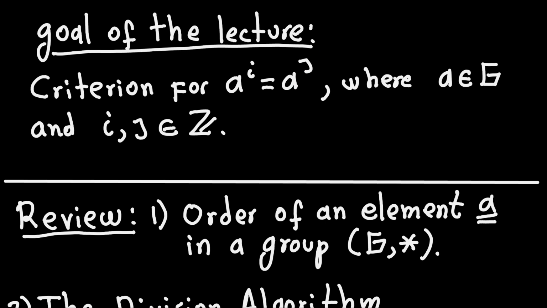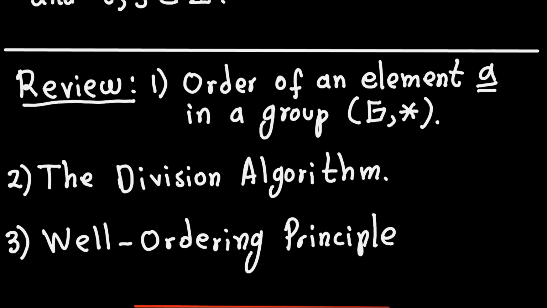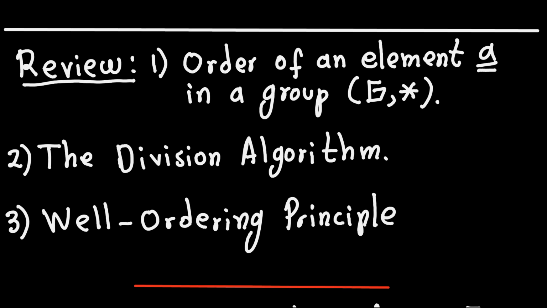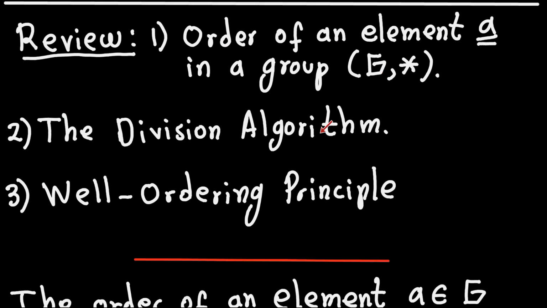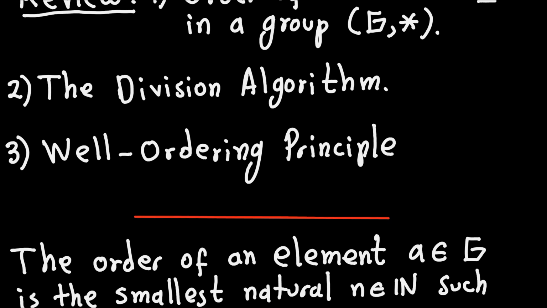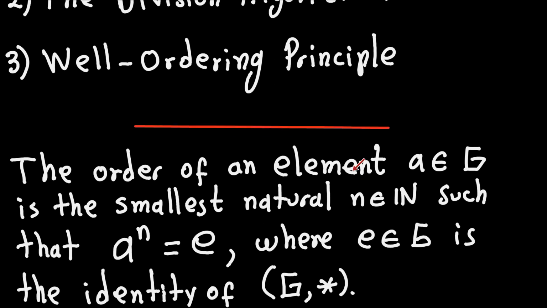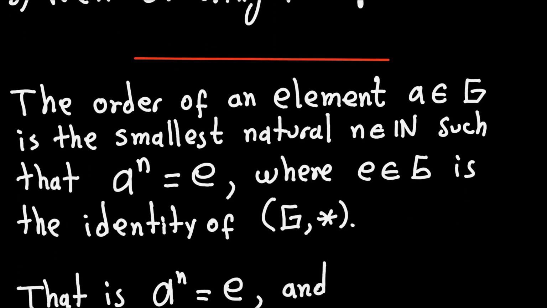So all we're going to do in this lecture is point to the criterion on how to know when these two things are equal, depending on the exponents i and j. Before we start, I'm going to give you a little bit of a review on three things. The first is what the order of an element a in a group is. The second is the division algorithm, which we'll use in one of the proofs. And the third is the well-ordering principle, which is also going to be used in one of the proofs.